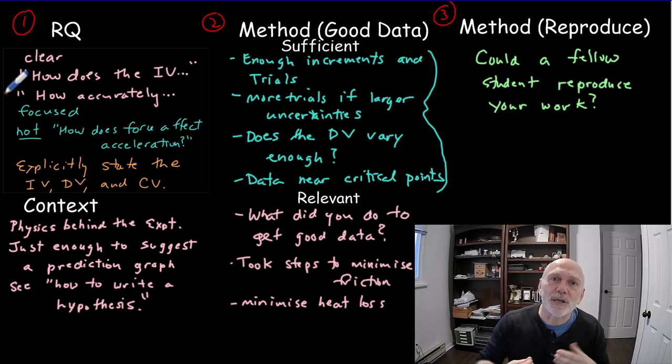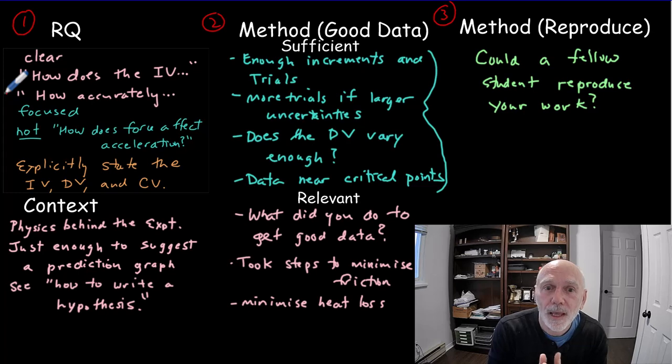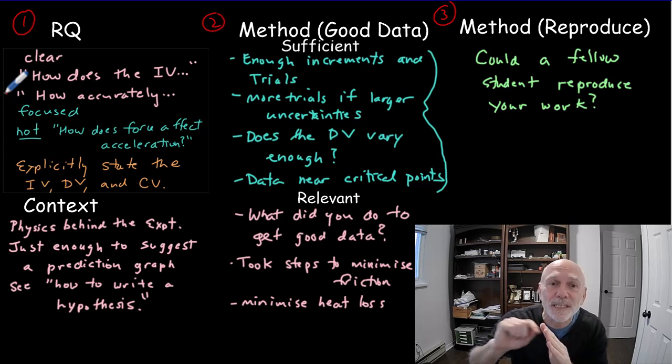So in your methods section, what did you do to get good data? And that comes under 2 categories. The first is, how do you get sufficient data? So do you have enough increments of your independent variable, and do you have enough trials at each increment in your experiment? Did you vary your independent variable enough so that you can see variations in your dependent variable? And if you have some critical points in your graph, like a peak, a maximum, then do you have enough data around that critical peak so that you can really see it?